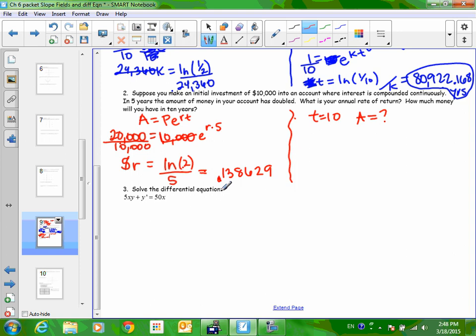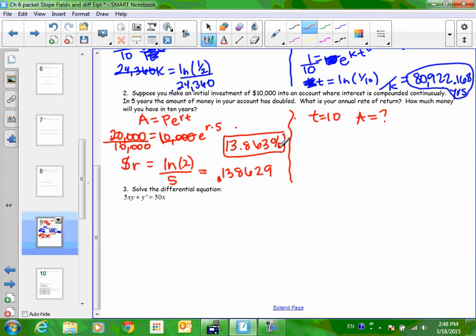If you go to the bank and they say, this is your rate, they're not going to say your rate is 0.138629. They're going to say it's 13.86%, and we could go ahead and say 3. Make sure your final answer is accurate to 3 decimal places. Okay, so change that to a percentage. That's all I did.